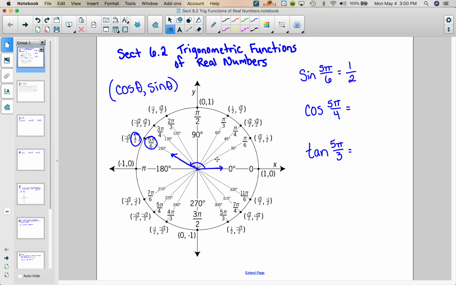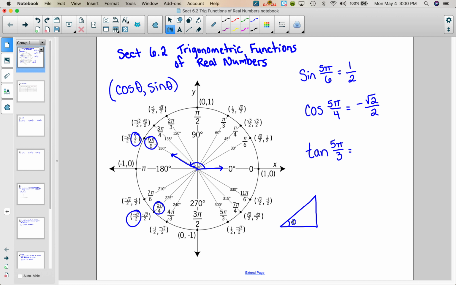Cosine of 5 pi over 4, you're going to locate the 5 pi over 4, which is here. Cosine is the x coordinate, so we get negative root 2 over 2. And tangent of 5 pi over 3, you'll notice there is no tangent listed on there. Just as a little reminder, let me show you how these are related.